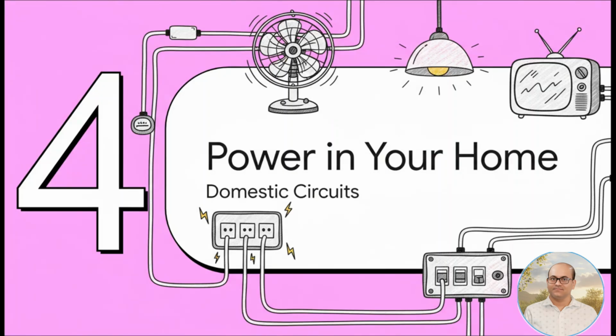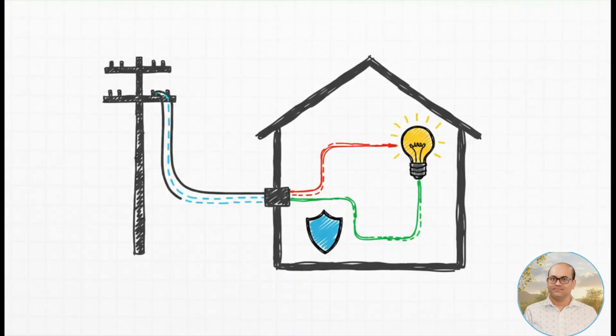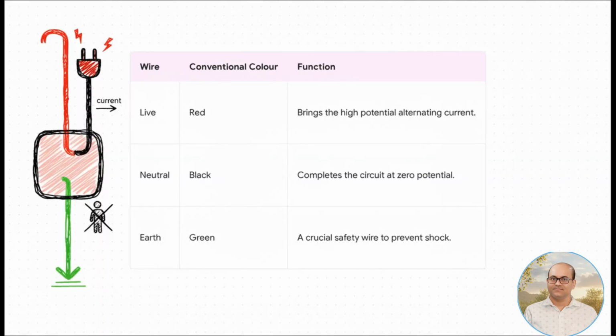Okay, and finally, let's bring all this theory home and see how this AC power is safely managed inside our own houses. So, the wiring in your house is a very carefully designed circuit. It consists of a system of 3 main wires to ensure both that everything works and, more importantly, that it's safe. Let's look at this table.